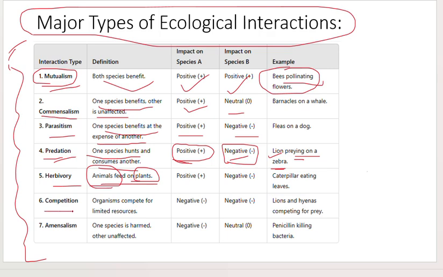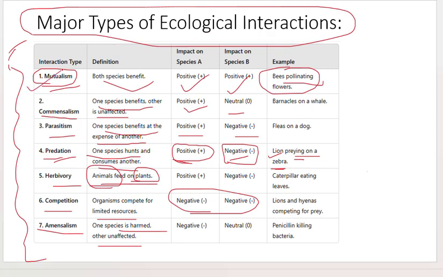Competition: two or more organisms are fighting or competing for the same resources. Here both are negative. Amensalism: one species is harmed and the other is unaffected. So these are the major types of ecological interaction.